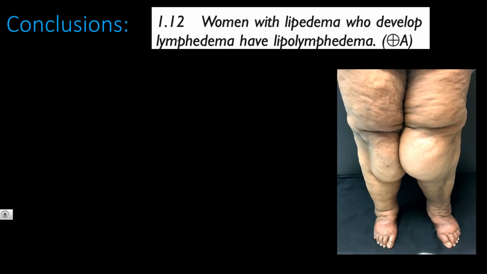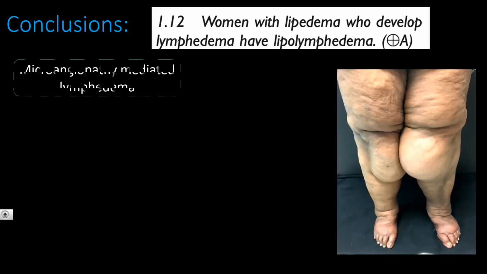And again, conclusion, we'll go back to consensus statement 1.12: women with lipedema who develop lymphedema, I will continue to state, have lipolymphedema and have limbs that look like this. And let's go through the potential mechanisms. As we've seen, it's a potential microangiopathy-mediated lymphedema. That's been proven by histology studies when compared to age and weight matched controls. And then we also have the genetic articles that I gave you as well.